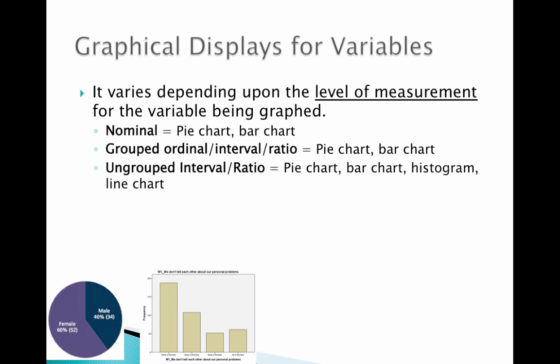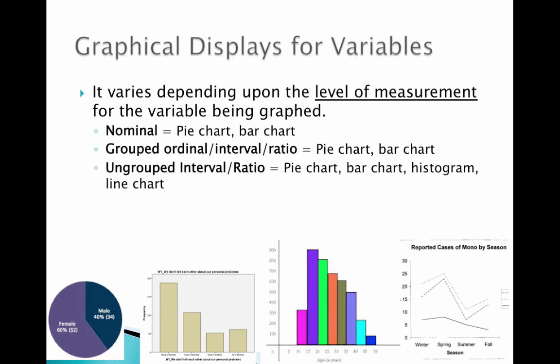However, when we're talking about ungrouped interval ratio variables, so we're talking about what is your age, and you just give me a number. Or how long did it take for you to run a mile? You gave me a number. As opposed to if I said, what's your age? 18 to 21, 22 to 25, that would be an example of grouped interval ratio as opposed to ungrouped interval ratio. And with ungrouped interval ratio variables, we can do pie charts and bar charts just like if we had a nominal or grouped variable, but we can also create histograms and also line charts.